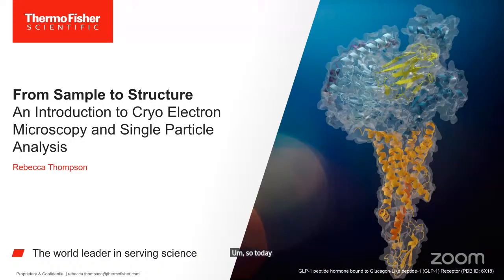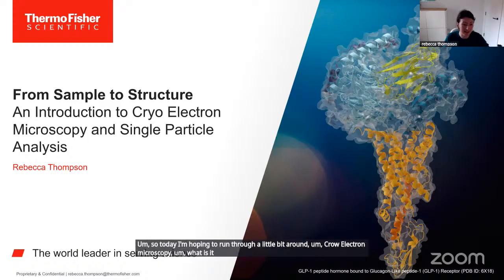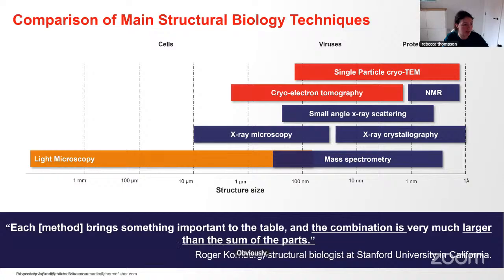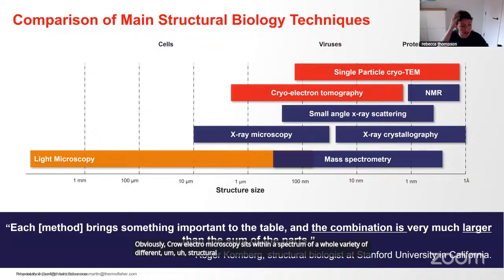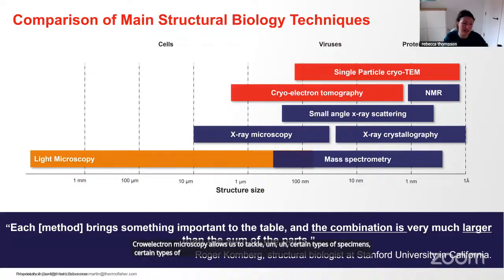So today I'm hoping to run through a little bit around cryo-electron microscopy. What is it, why is it useful, and how do you get started? Obviously, cryo-electron microscopy sits within a spectrum of a whole variety of different structural techniques. And hopefully, as I'll show you as we go through, cryo-electron microscopy allows us to tackle certain types of specimens, certain types of protein, and get certain types of information, which simply isn't possible through any other technique.